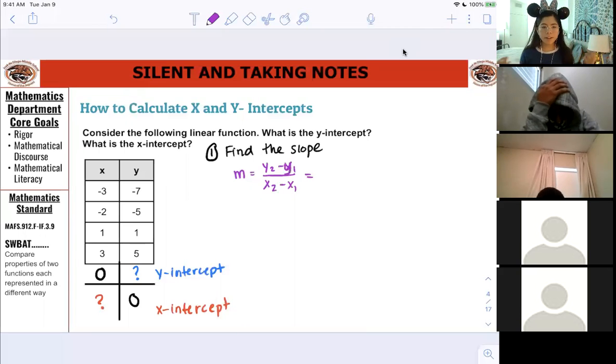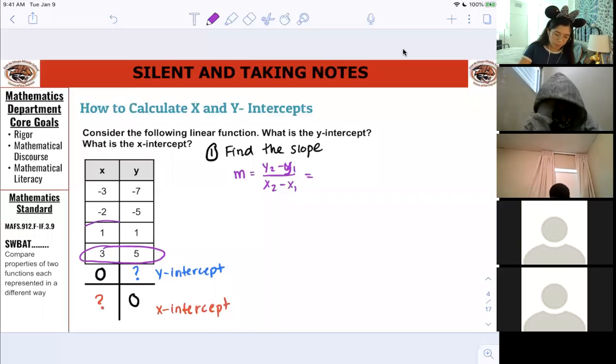I have this table here. I need to use the values from the table, but I'm going to be smart about it. I'm going to choose easy numbers. So if I need to use easy numbers, which number should I choose? 3 and 5. And what's another easy number? 1 and 1. So I'm avoiding the negatives because why use negatives if you don't have to, right? You can quote me on that. Make your life easier. So here we go.